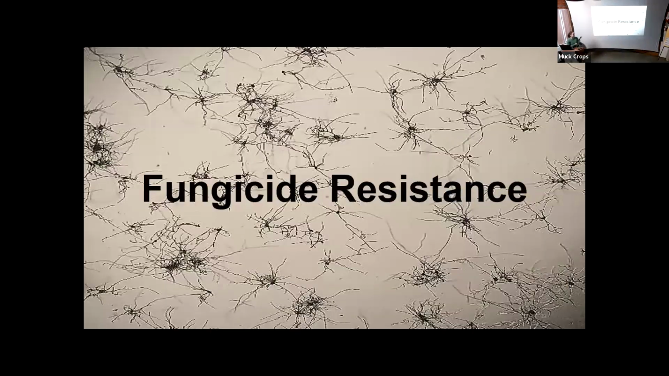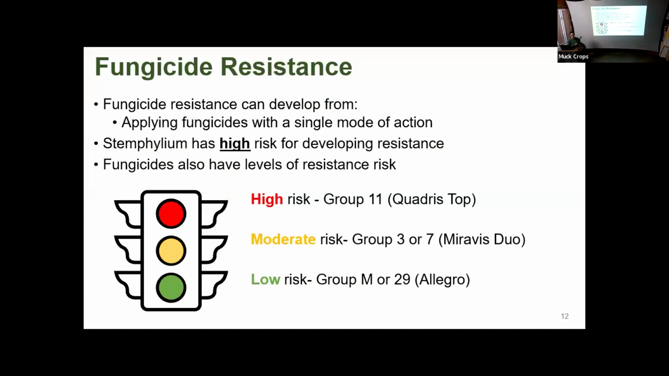So one thing that can lead to a lack of fungicide efficacy is fungicide resistance, which we are seeing develop in the Stemphylium population to quite a few active ingredients. So usually fungicide resistance develops when fungicides with the same mode of action or FRAC group are applied continuously without them being rotated, or just applying these fungicides often can lead to resistance. So unfortunately, Stemphylium does have a high risk of developing resistance because it has a short life cycle and it produces a lot of spores.